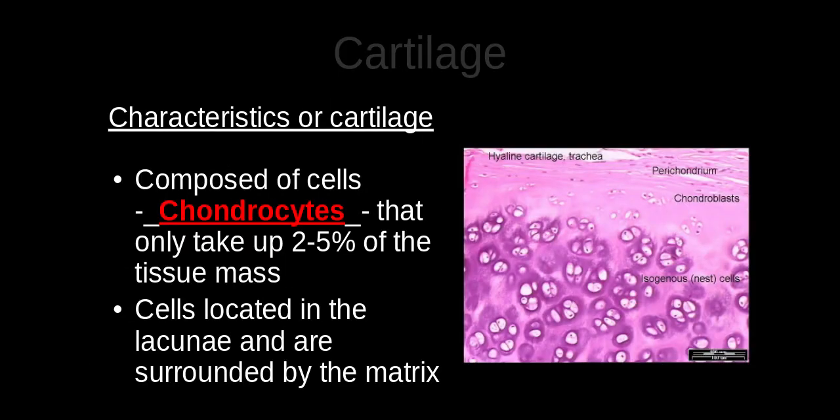The next type of connective tissue that we're going to talk about is cartilage. We're going to have 3 different types of cartilage, but first we'll talk about some of the general characteristics. Cartilage is composed of cells known as chondrocytes. They only make up about 2 to 5% of the tissue's mass. There's a lot of extracellular matrix when it comes to cartilage. The cells are located in a lacuna, which is similar to what we talked about for bone, and the cells within the lacuna are surrounded by that matrix.